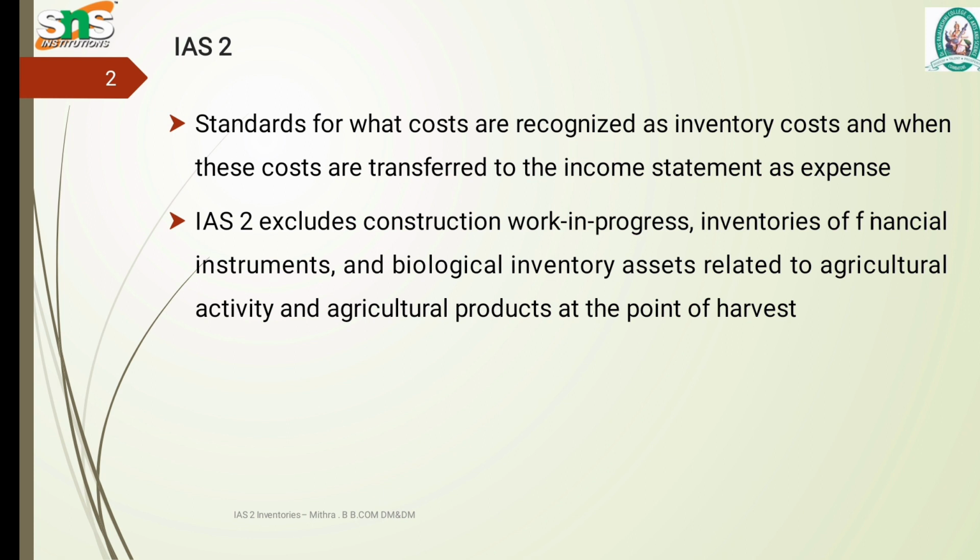IAS 2 excludes construction work in progress, inventories of financial instruments, and biological assets related to agricultural activity and agricultural produce at the point of harvest. This is the overview of IAS 2.